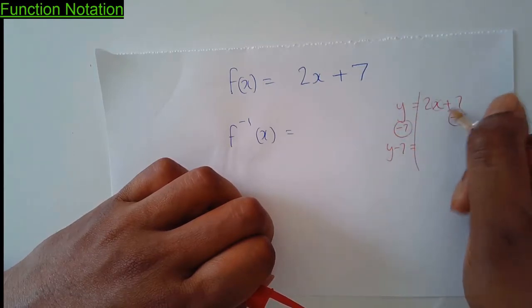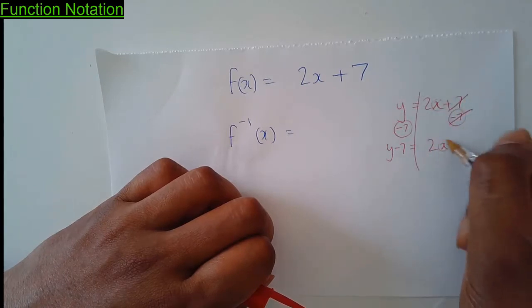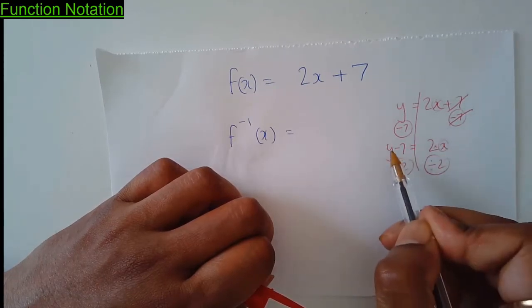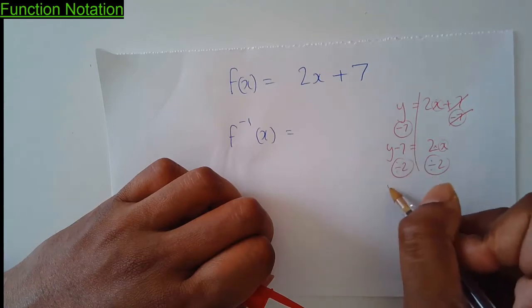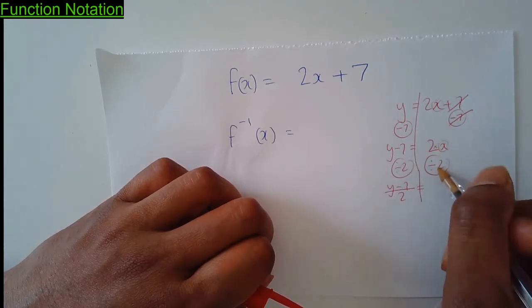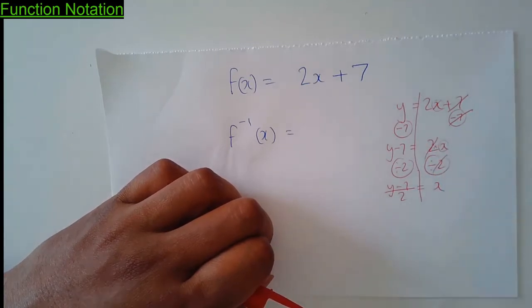7 take away 7, they cancel out, you're left with 2x. I want x on its own, remember. So to get rid of times by 2, I divide by 2. Do the same on the other side. So that's going to be y minus 7 over 2. 2 divided by 2 is 1x, just x. It looks like they've cancelled.